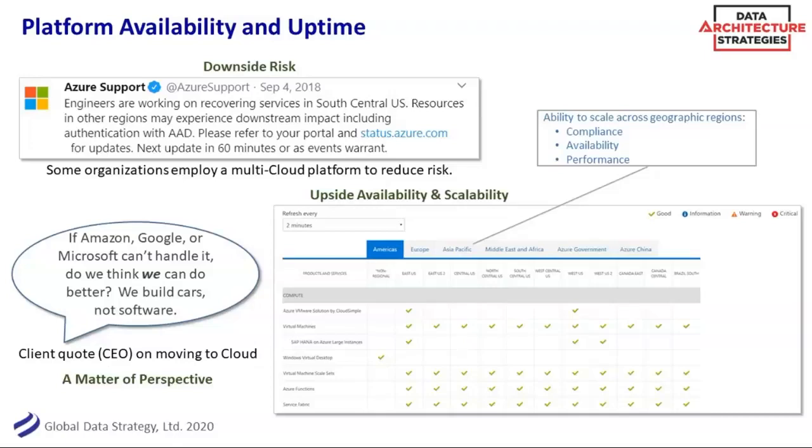So I thought this was a decent slide to kind of look at some of the different aspects of this idea of platform availability. Definitely positives, there's definitely some risk as well, and there's certain ways to mitigate that risk, like multi-platform, the mix of some on-prem and some in the cloud. It doesn't have to be all or nothing.